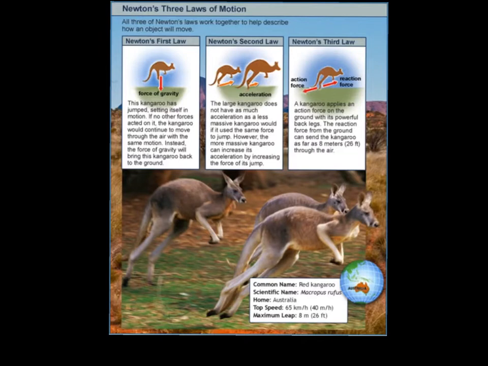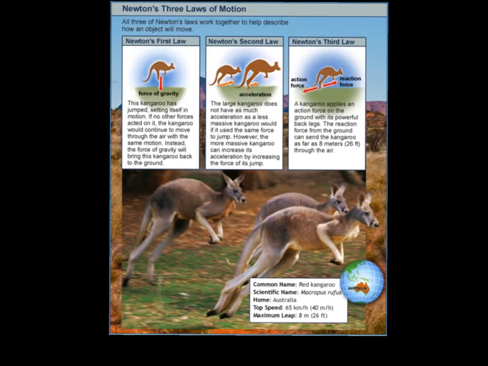This kangaroo is a good representation of all three of Newton's laws of motion, right? The very first one is Newton's first law, in which gravity is affecting the kangaroo. If no other force, such as gravity, were acting on this kangaroo, then when the kangaroo jumps, he would just keep going. That second item has to be acting upon him to change his motion. If we take a look at the large kangaroo and the small kangaroo, if they each exert the same amount of force, then the small kangaroo is going to go further because it has less mass.